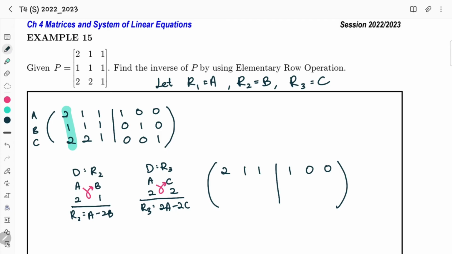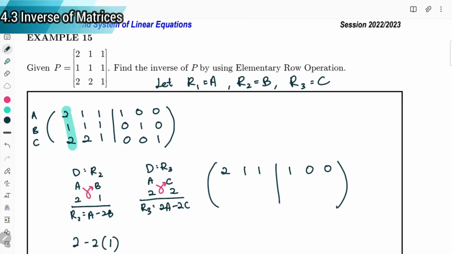For the first column, row 2 will be A minus 2B, that is 2 minus 2 times 1, that gives you 0. And then the second column, you have 1 minus 2 times 1, you have negative 1. Third column, you have negative 1, then you have 1, then negative 2, lastly you have 0.